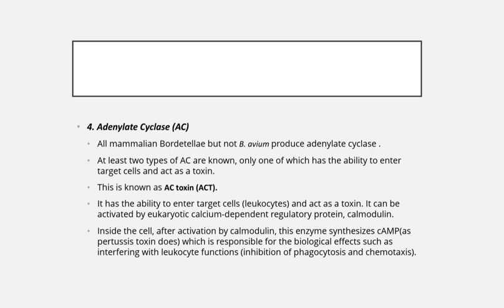Adenylate cyclase. All mammalian Bordetellae, but not B. avium, produce the adenylate cyclase. At least two types of AC are known. Only one has the ability to enter the target cell and act as a toxin. This is known as AC toxin.